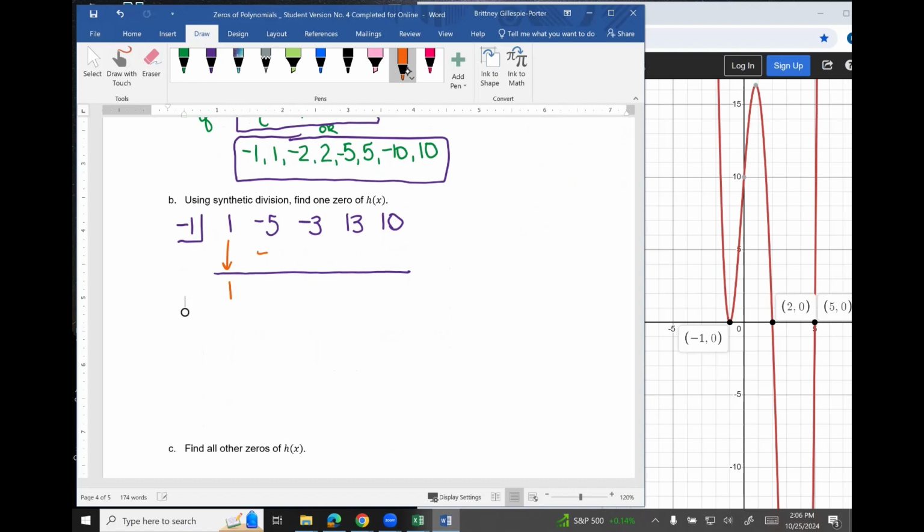-1 times 1 gets us -1. Add vertically. -5 plus -1 gets us -6. -1 times -6 gets us a +6. Add vertically, we get 3. -1 times 3 gets us -3. Add vertically, we get 10. -1 times 10 gets us -10. Add vertically, we get 0. And remember, 0 in the remainder column tells us that x equal -1 is a 0.